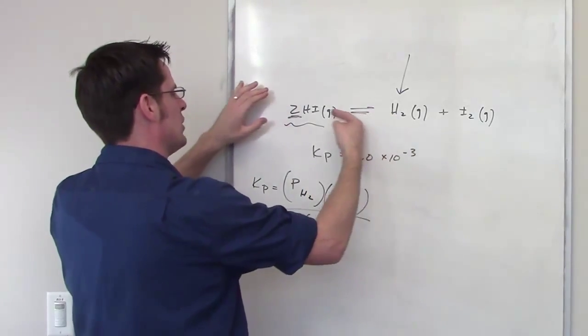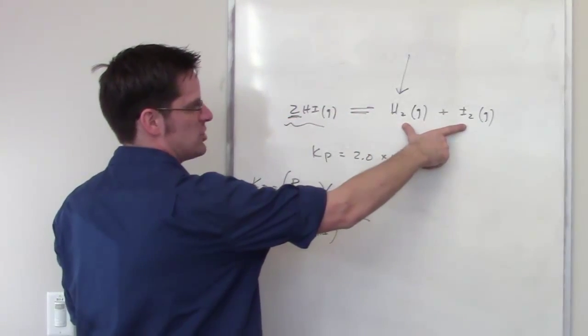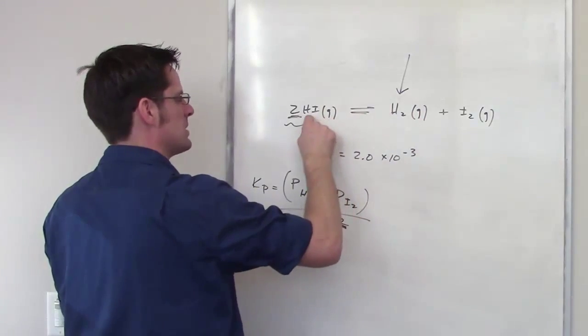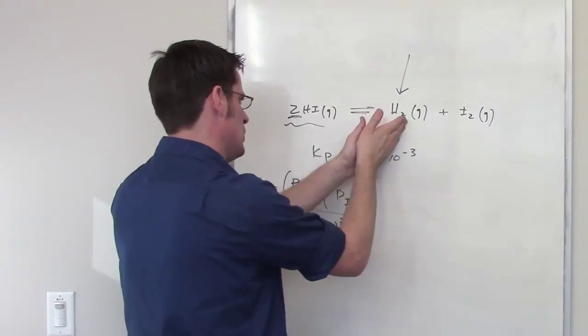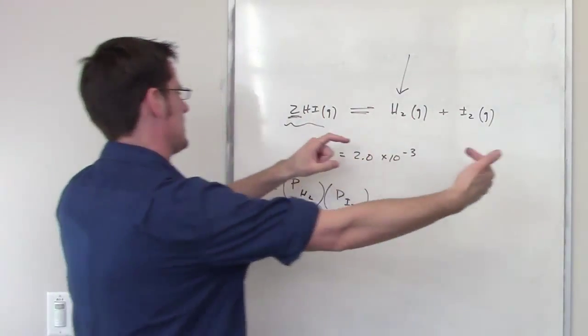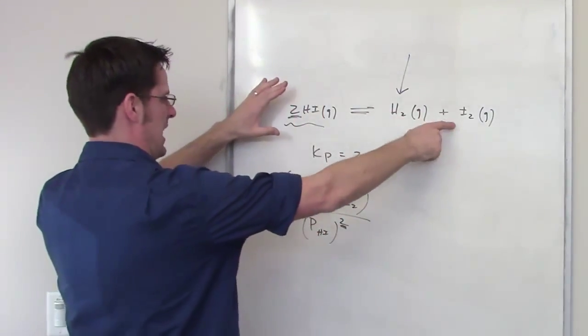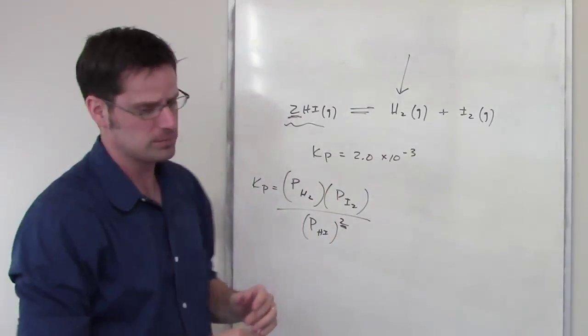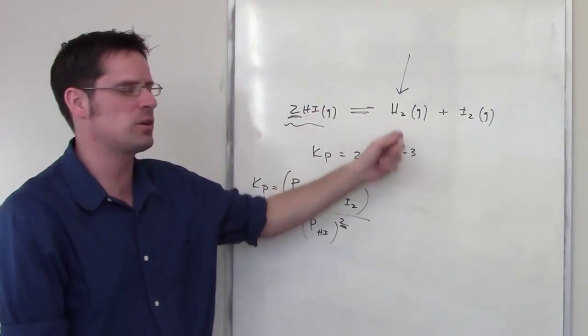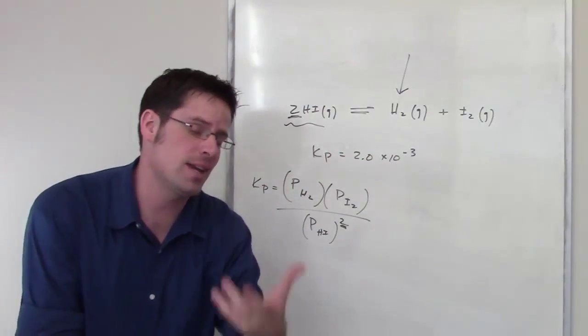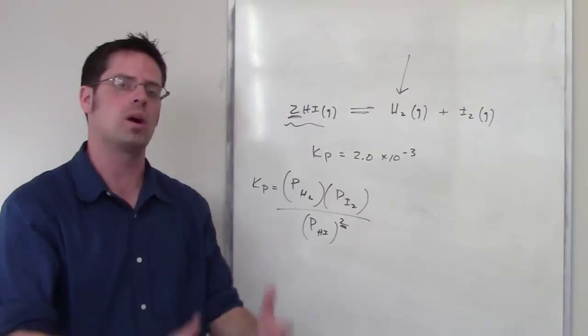In order to move to the left, it has to consume H2 and I2 and recombine them to turn them into HI. So once again, I've jacked up the amount of H2. In order to compensate for that, it has to move to the left, and it has to take I2 with it. And so what's going to happen to the I2 in order to reestablish equilibrium after increasing the amount of H2? Well, yeah, you're right. It's going to have to go down or decrease.